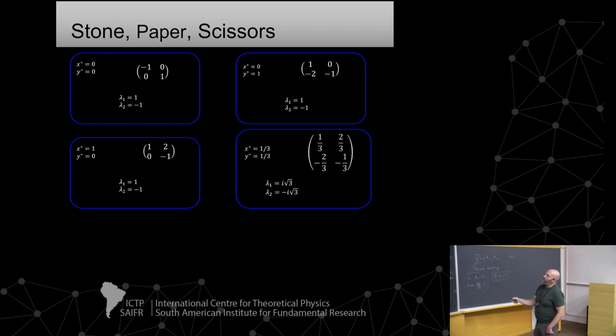(0, 0, 1) is a saddle point. (0, 1, 0) is also a saddle point. (1, 0, 0) is a saddle point. And (1/3, 1/3, 1/3) is a center. So I can just analyze the system as a dynamical system, and I can find this.